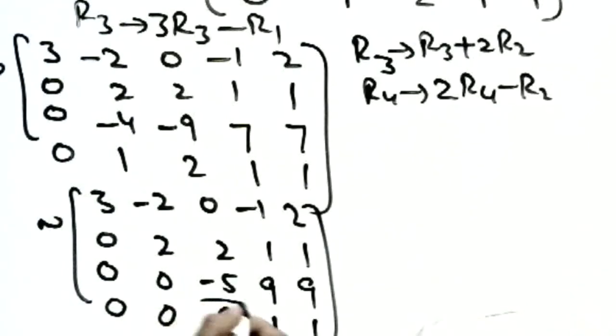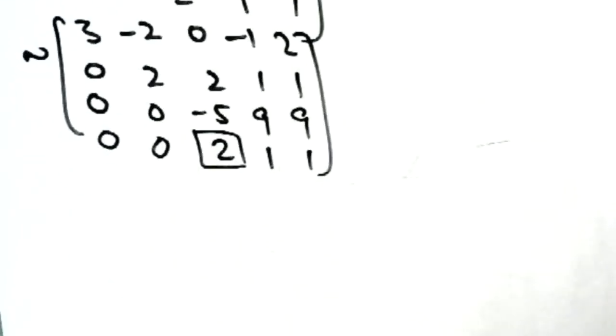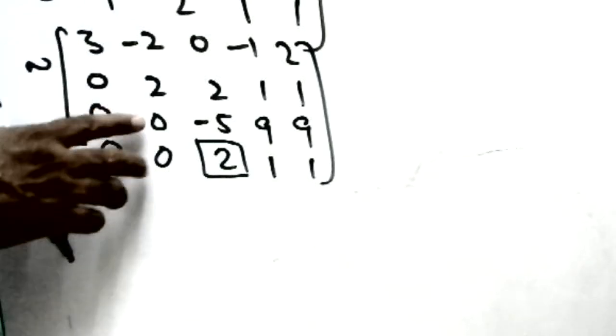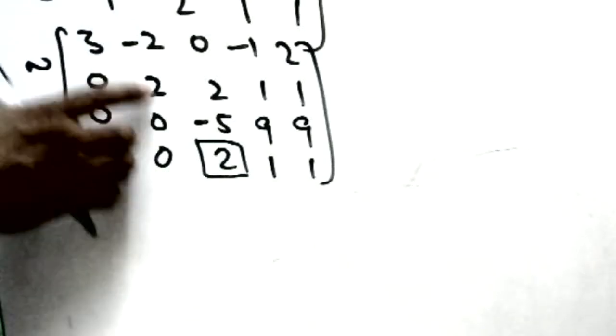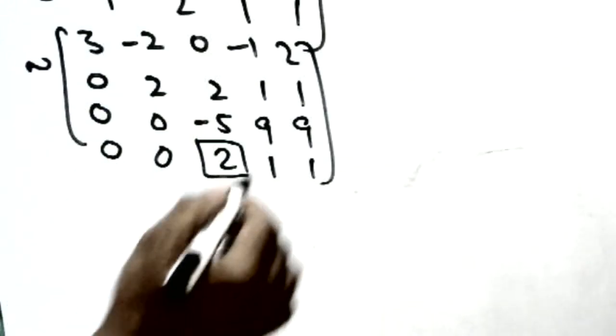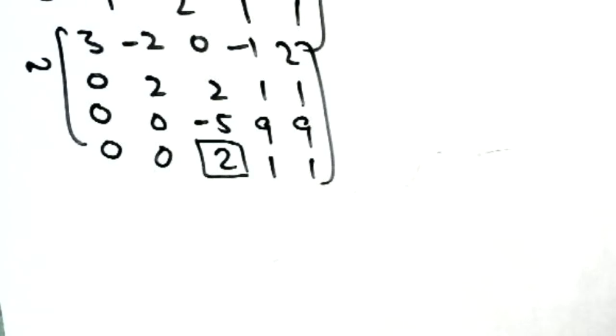This has 3 zeros, this has 2 zeros, and lastly we must make this one 0. So to make this 0 we have to use R3. What is the procedure? Making this 3 zeros we use R1. Making this 2 zeros we use R2. To make this 0 use R3. So let me do this one.